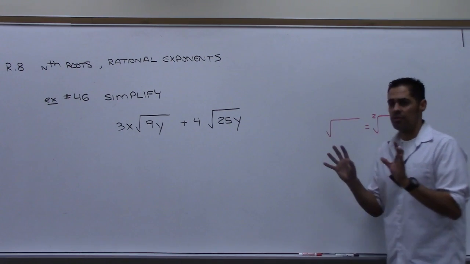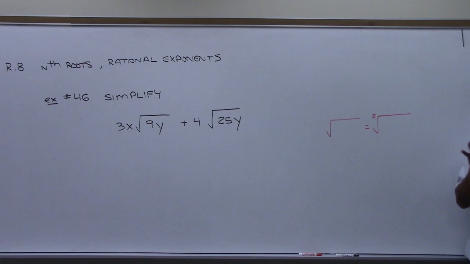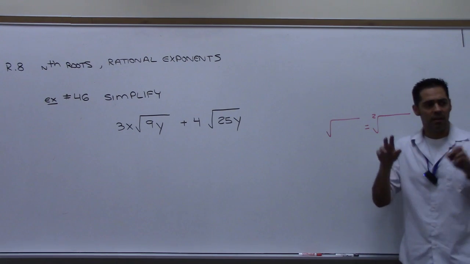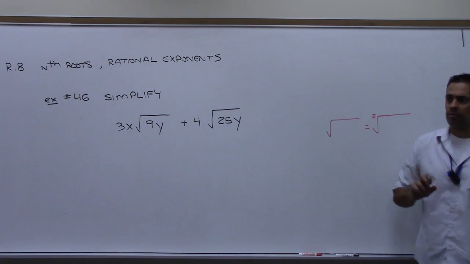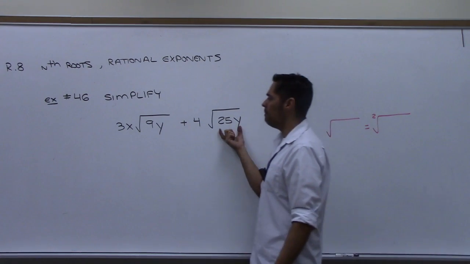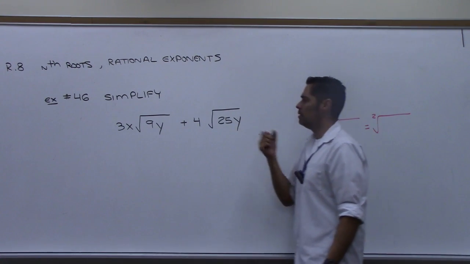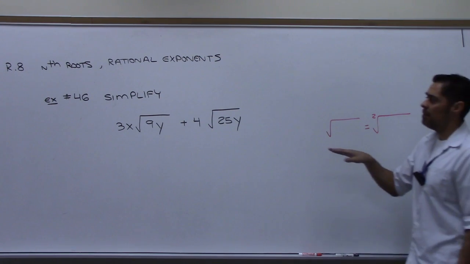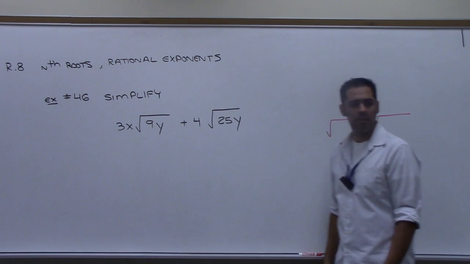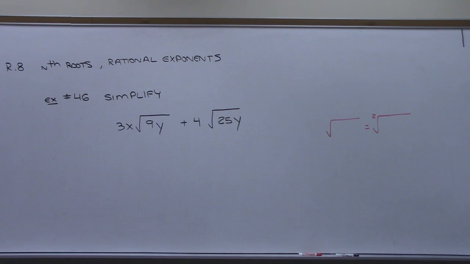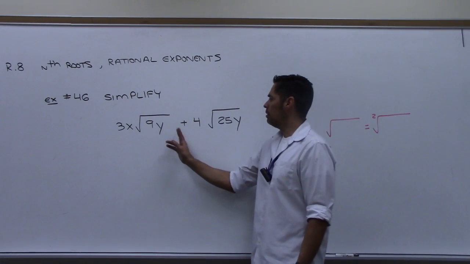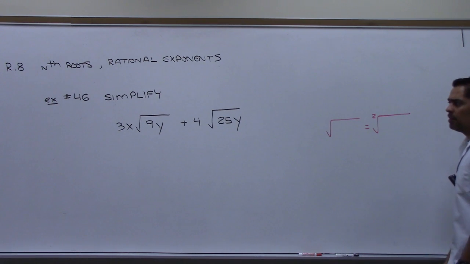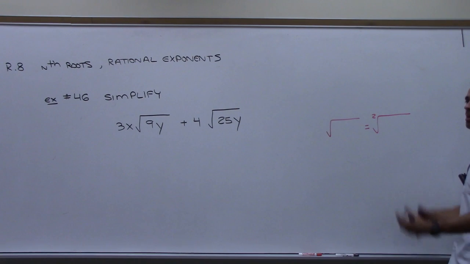If you have 2 roots, you can add them together or subtract them as long as they are like radicals or like roots, which means what's underneath them must be the same. You have to have what's underneath them be the same for you to be able to put them together with addition or subtraction. So can you do anything to these to make them look the same? Because right now it's 9y and the other one is 25y. Those aren't the same, so we can't combine them.